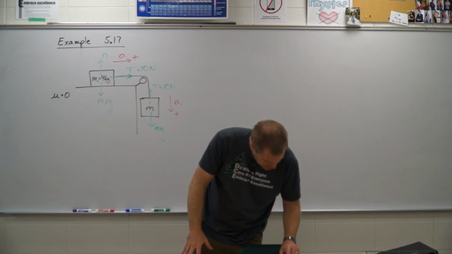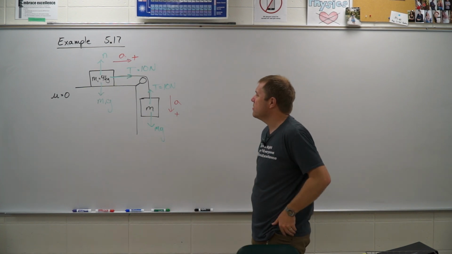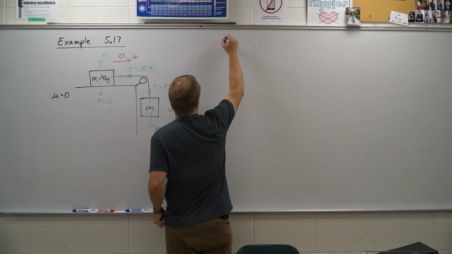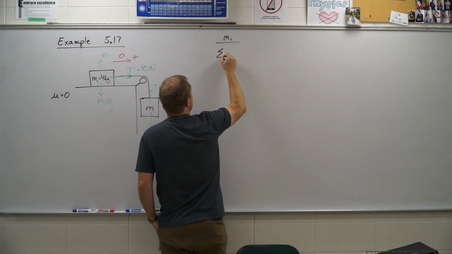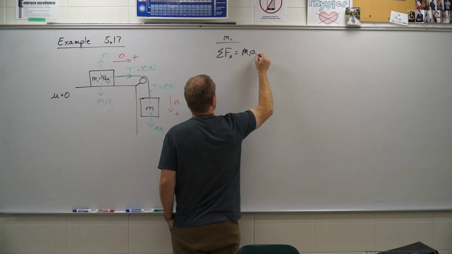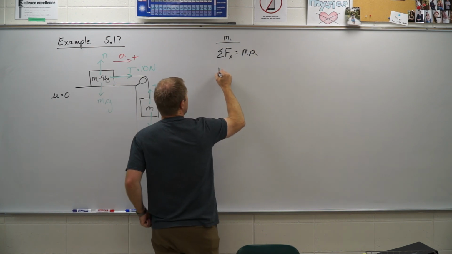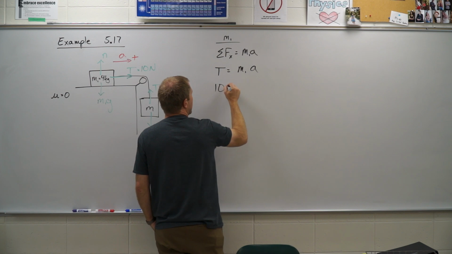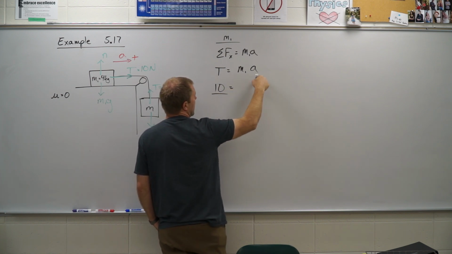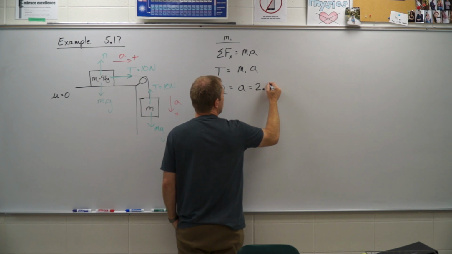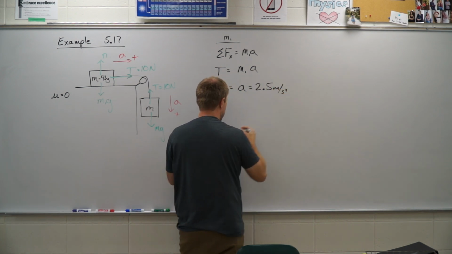Part B wants me to find the acceleration of either block. So now I'm going to have to generate those equations. For my 4 kilogram block, so for m1, the sum of the forces in the x direction acting on m1 is going to cause it to accelerate. Fantastic. So I have tension is equal to m1 times a. So I have 10 is equal to 4 times the acceleration. Divided by 4 gives me my acceleration of 2.5 meters per second squared.